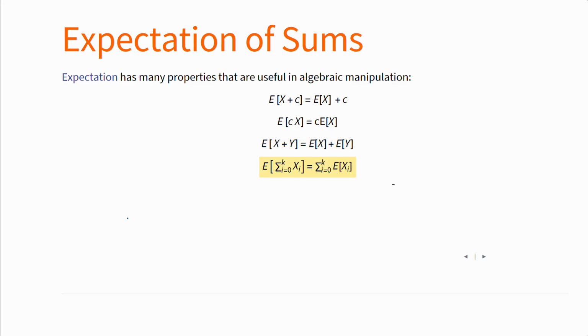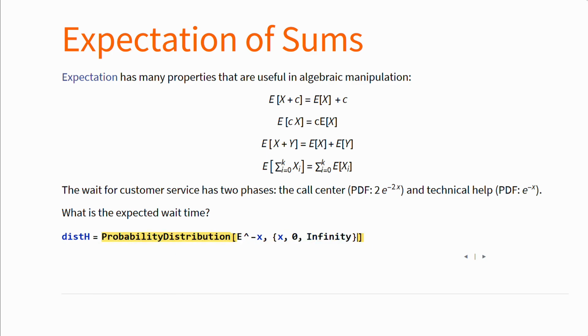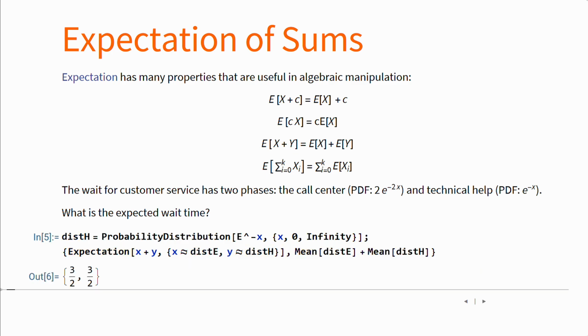For example, if the previous distribution was the call center and after that, the time to reach the technical help was distributed by the PDF e^(-x), what would be the expected wait time? Well, just create a new probability distribution for technical help and find the expectation of adding two variables. And that is indeed equivalent to adding their expectations.